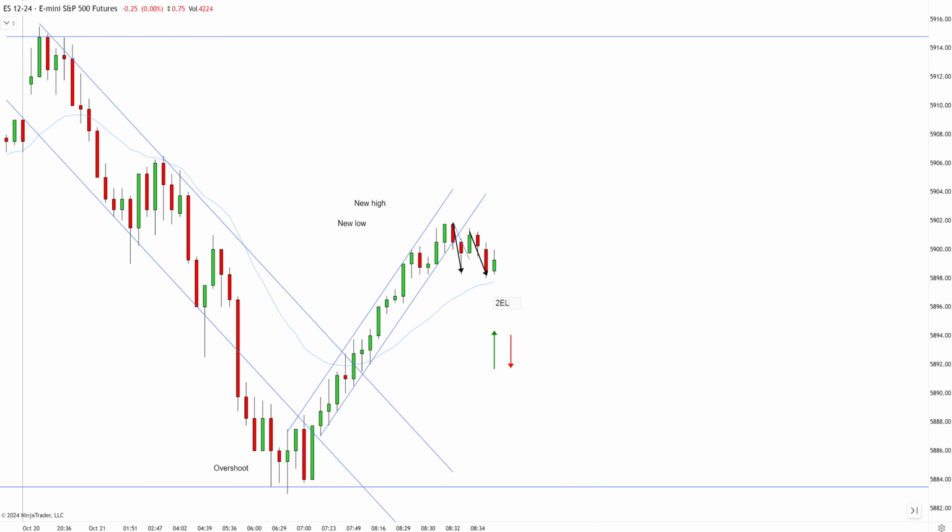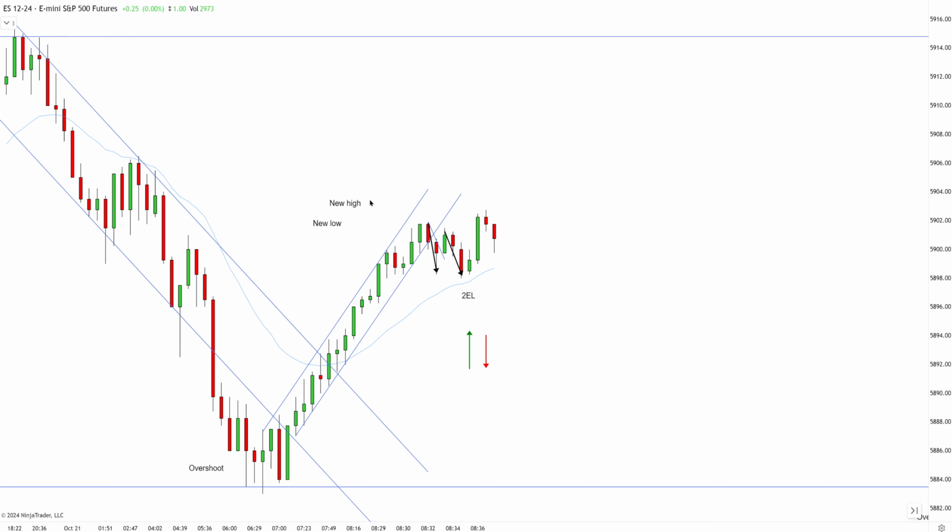This would be quite a decent setup, but we are not full at EMA and it is an inside bar. There is no break below this bar low. It is inside of this bar, so not the greatest setup. It's not full at EMA. Break, new high was tested. So now let's see what's going to happen.